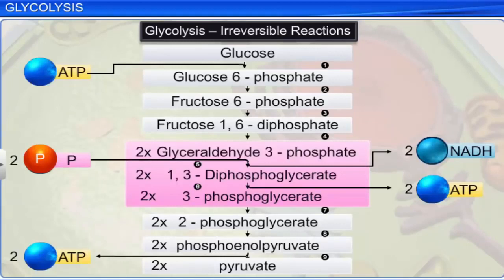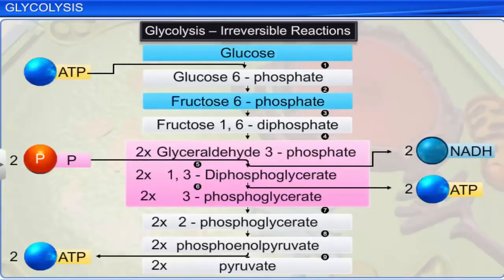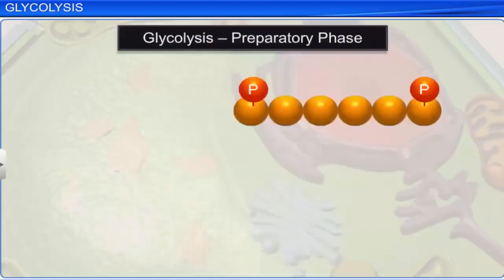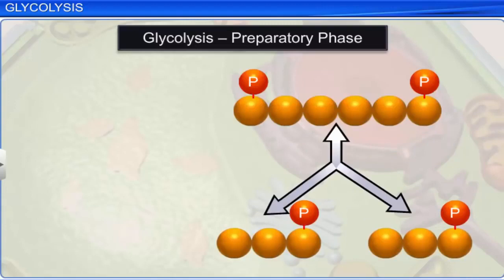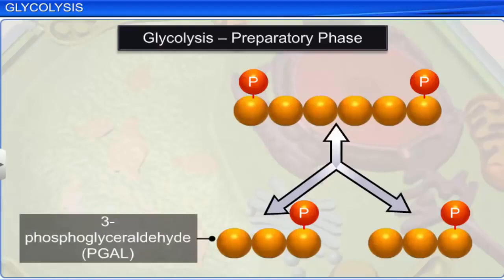Of the 10 reactions, the 3 involving glucose, fructose 6-phosphate, and phosphoenol pyruvate as substrates are irreversible, while the others are reversible. As 2 molecules of PGAL are formed from fructose 1,6-biphosphate, the reactions in the payoff phase will occur 2 times, once for each PGAL.